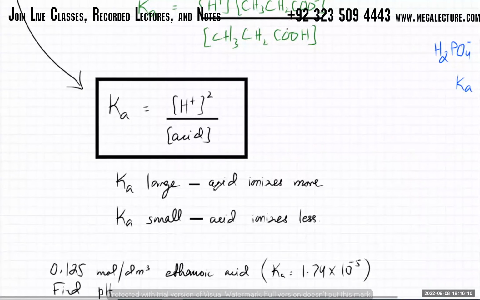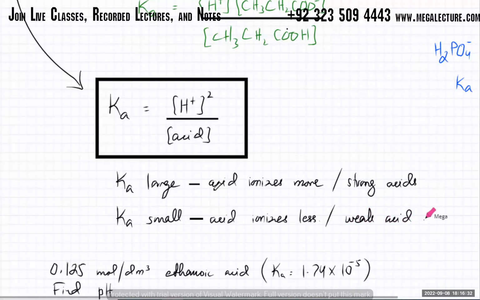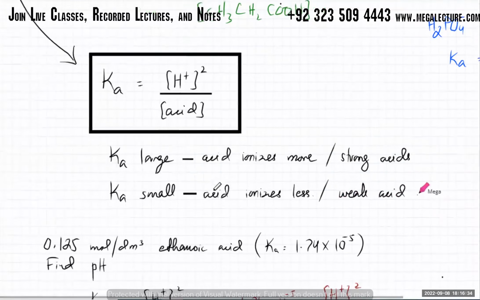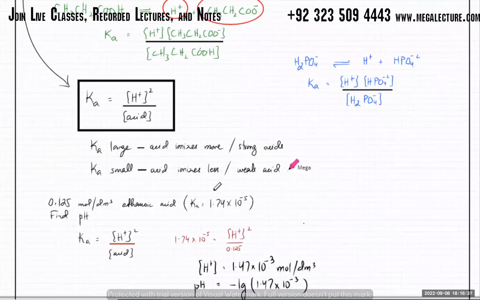Let me correct this. A large K indicates that it will be a strong acid because it's ionizing more. There are more products, and a small K means that it's going to be a weak acid. And remember, we're talking about it in relative terms. The K value applies to weak acids, but among weak acids there will be some that are stronger and some that are weaker. So that's the whole expression.